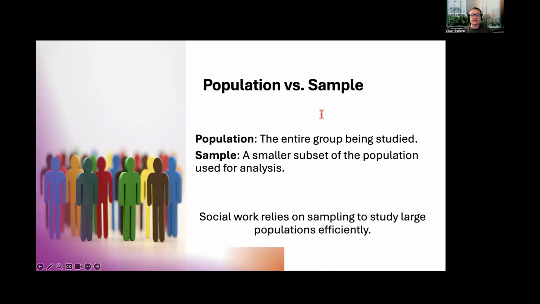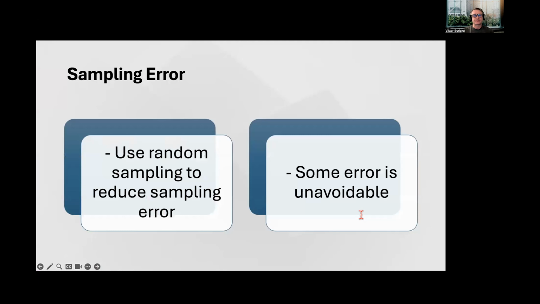In research, we often can't study an entire population, so we use a sample, a smaller group that represents the whole. Population is when we study every individual in a group, like surveying all social workers in a country. Sample is when we study a subset of the population, like surveying only 200 social workers, to make broader conclusions. Since samples don't include everyone, there's always some level of error, but using proper sampling methods helps us make accurate and reliable inferences in social work research.